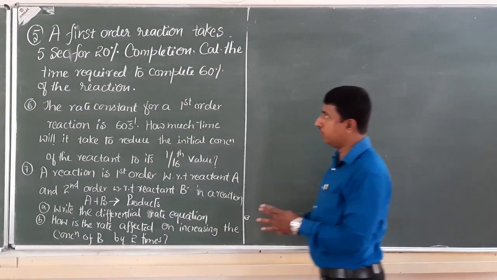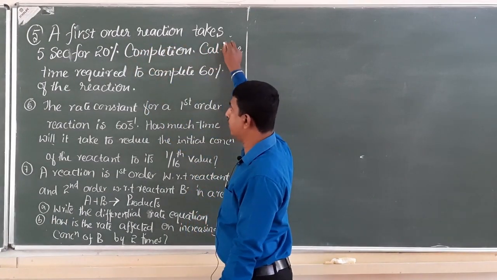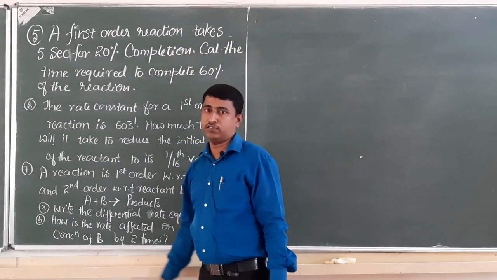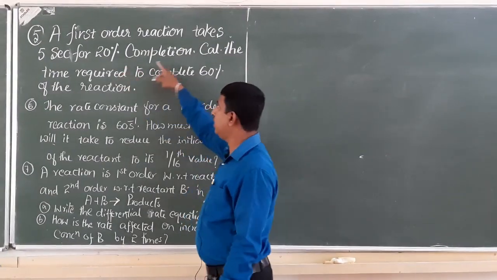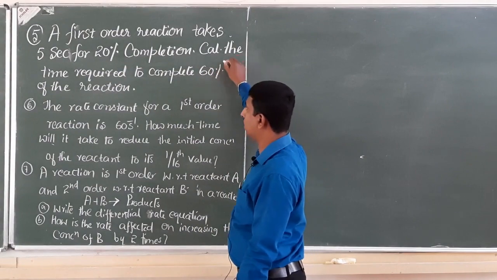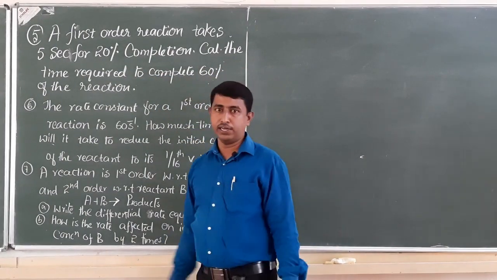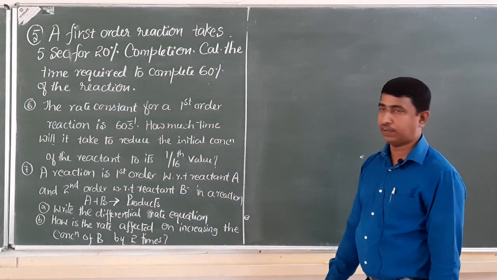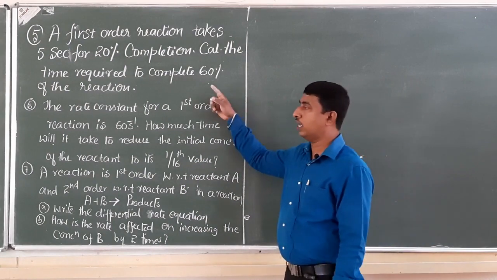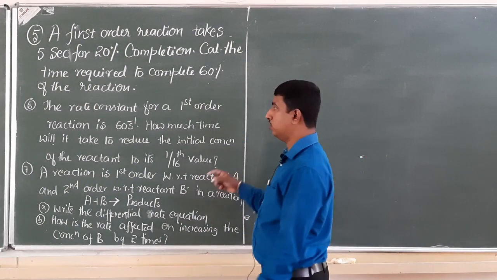Let us read the question once. Fifth question: a first order reaction takes 5 seconds for 20% completion. Calculate the time required to complete 60% of the reaction. So, for 20% the time required is 5 seconds. You have to calculate the time required for 60% completion of the reaction.